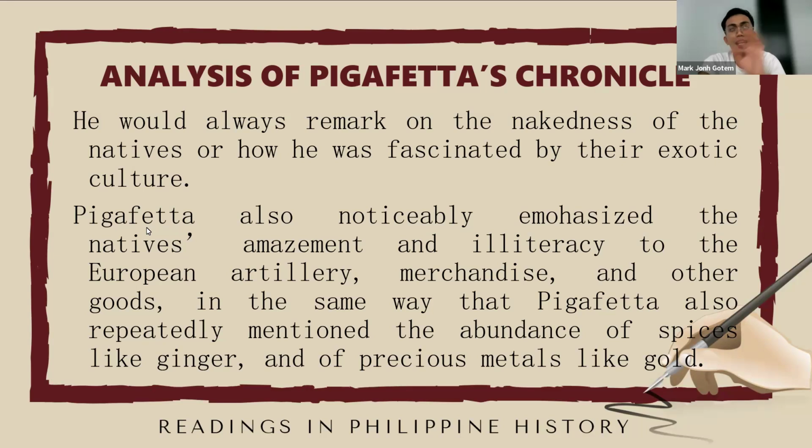And we can see the objectives of the Magellan expedition because they are looking for spices and riches. No? And that's why in his chronicle, ginger and gold were highlighted. He was writing a report to the king that this island is rich in gold and a lot of spices. Di ba? A watering place, a good sign.